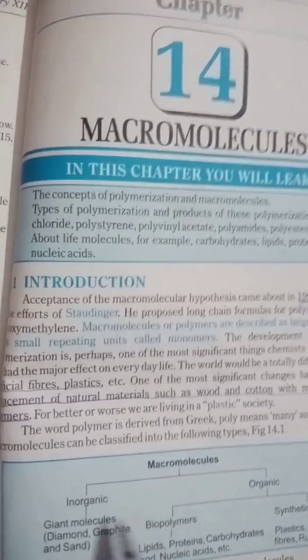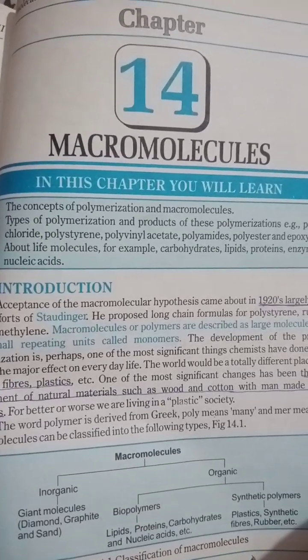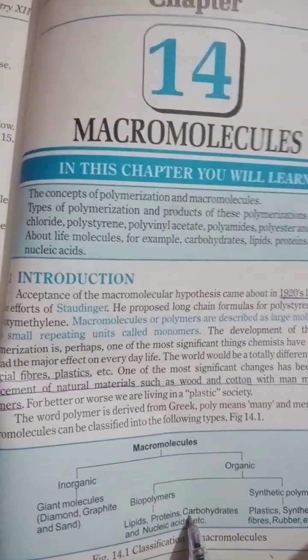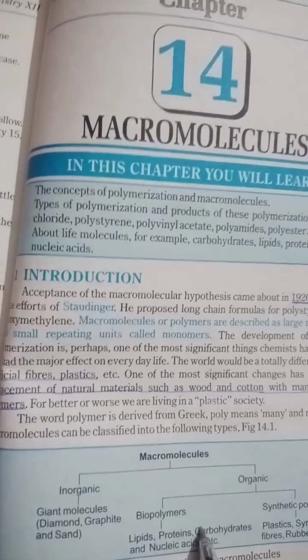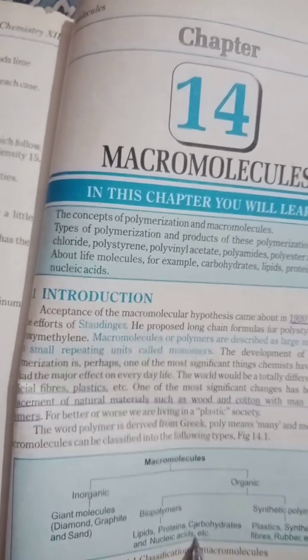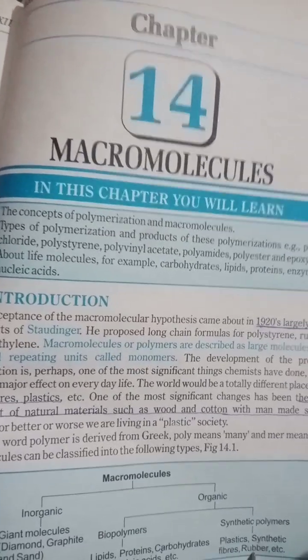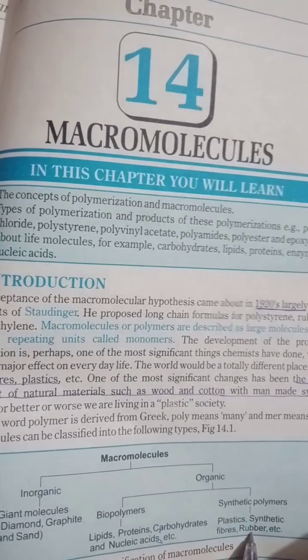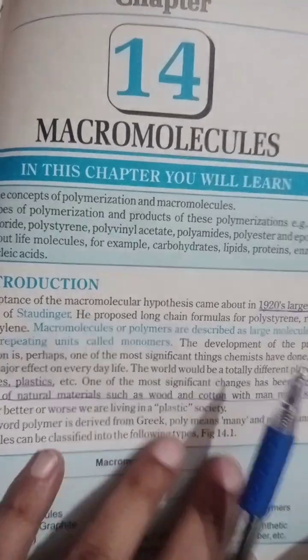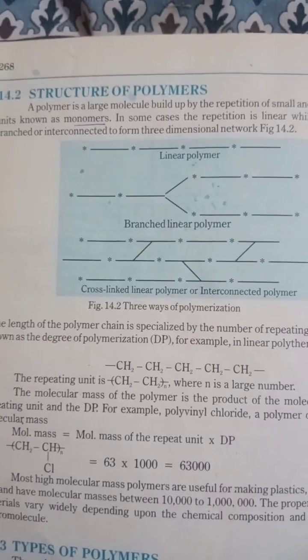Macromolecules are of two types, inorganic and organic. Organic ones are the synthetic polymers and the biopolymers. In biopolymers, carbohydrates, proteins, lipids, and nucleic acids are included, while in synthetic polymers, plastics, synthetic fibers, and rubbers are included. Okay, now we will move towards further detail about them.